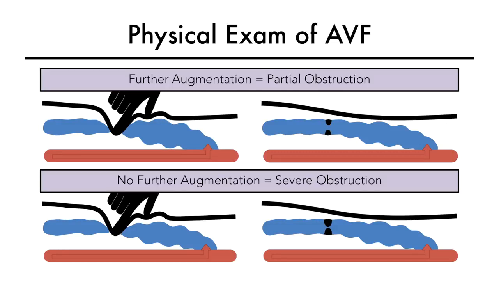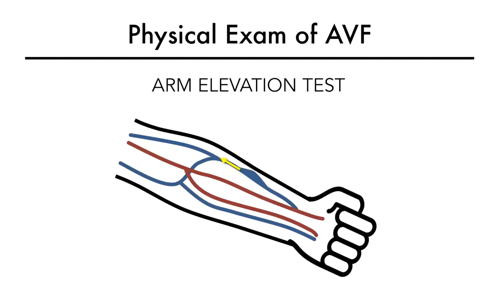Venous outflow from the fistula can be assessed using the arm elevation test. Unfortunately, this does not work with an AV graft because of the higher level of pressure in a graft compared to a fistula. Let's again look at our radiocephalic fistula to demonstrate the arm elevation test.